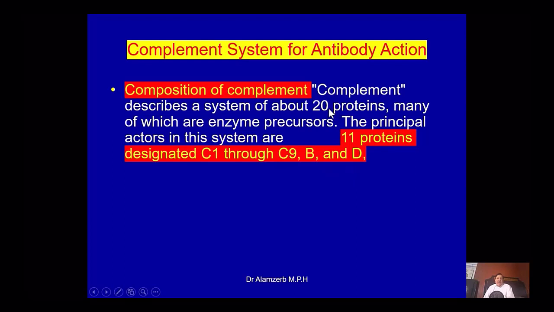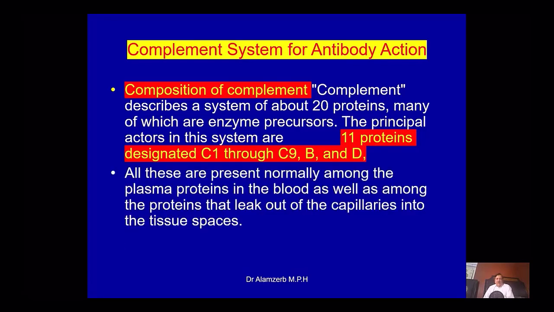Here it is written that there are 20 proteins in this system, but in some books it is written that there are 30 proteins in this system, or maybe more. All these are present normally among the plasma proteins in the blood, as well as among the proteins that leak out of the capillary into the tissue space.